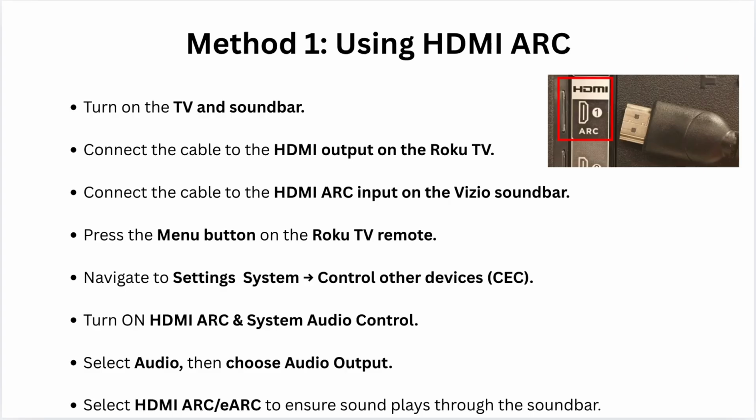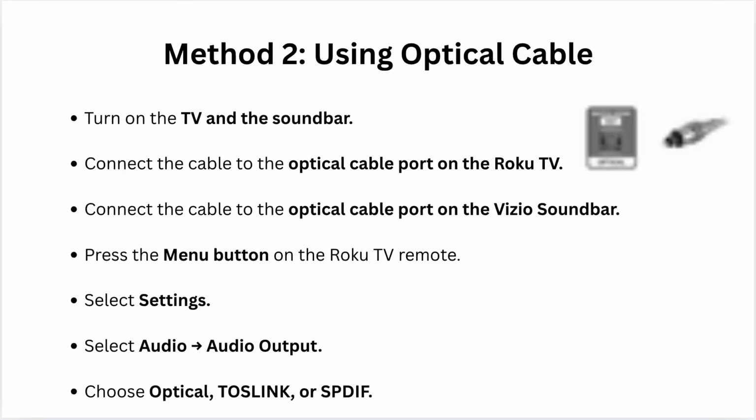Press the menu button on the Roku TV remote, navigate to Settings, then System, then Control other devices. Turn on HDMI ARC and system audio control. Select Audio, then choose Audio output. Select HDMI ARC or eARC to ensure sound plays through the soundbar.